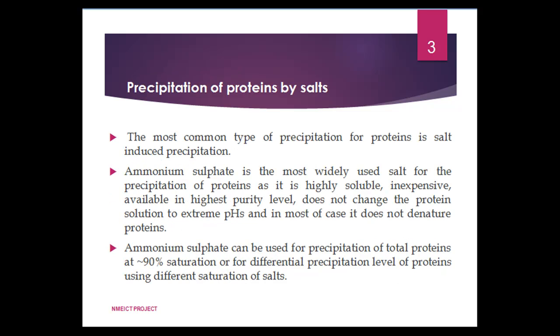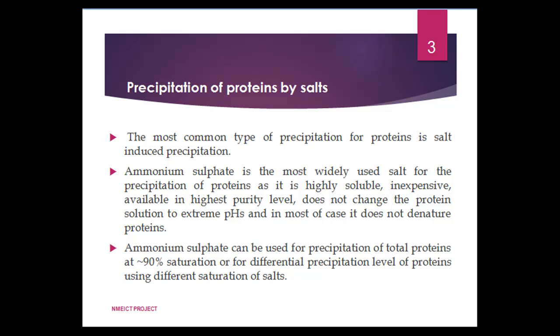Now let us first see how proteins are precipitated. There are various methods of it, like it can be precipitated by salts, by using organic solvents, by using organic polymers, or by changing the pH of the solution, which we will discuss one by one. So to start with, we'll see first how the proteins can be precipitated by salts. The most common type of precipitation for protein is salt-induced precipitation.